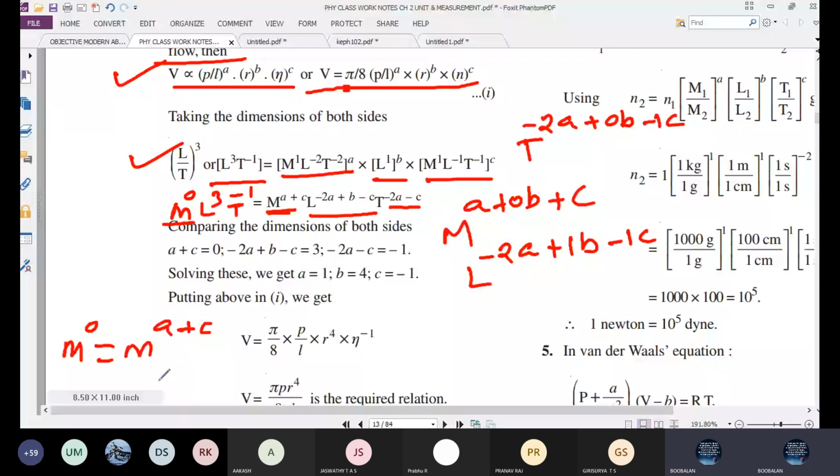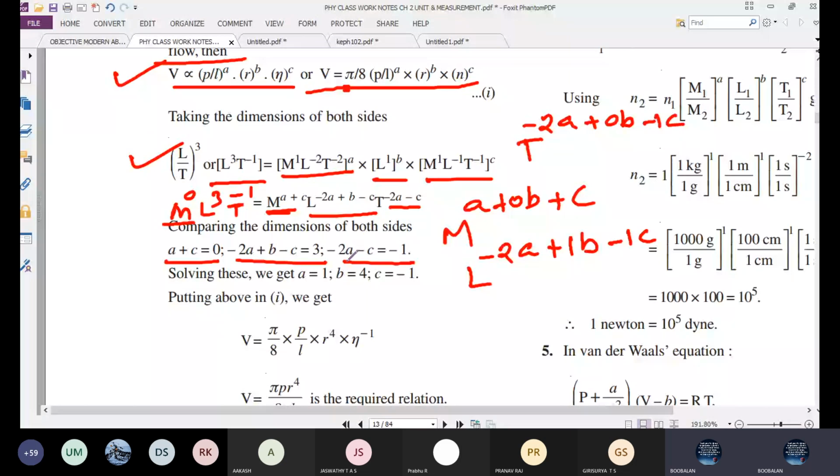So like that you can follow for the next L and T also. A plus c equal to 0. Minus 2a plus b minus c is equal to 3. Minus 2a minus c equal to minus 1.